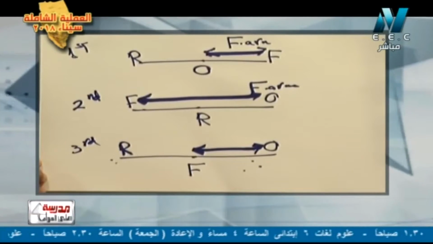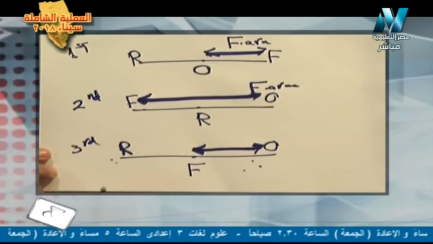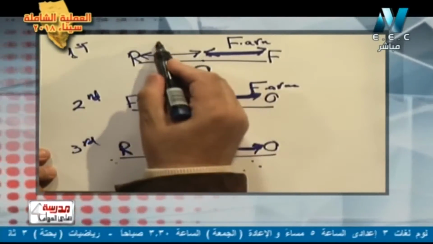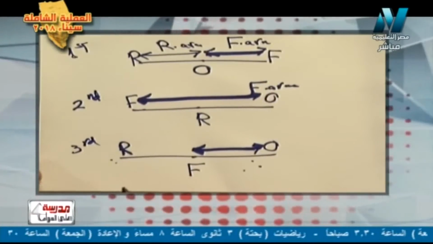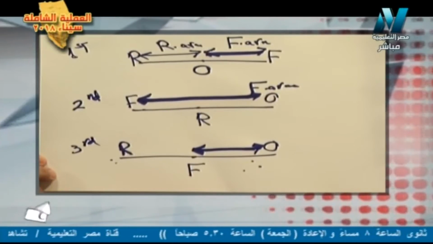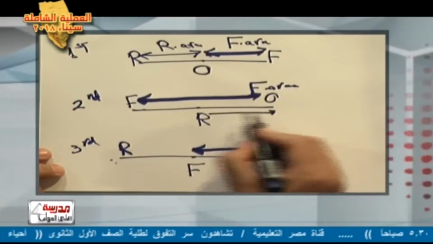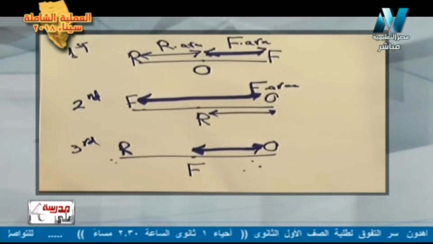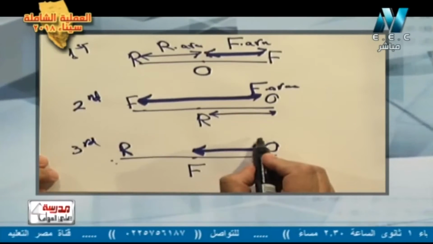But what about resistance arm? Resistance arm is the distance between resistance and fulcrum. So it will be that distance only, resistance and fulcrum, with a thin line. This is the resistance arm. In second class lever, it is the distance between resistance and fulcrum also, all this distance only. What about the third class lever? The resistance arm is the distance between the resistance and fulcrum.